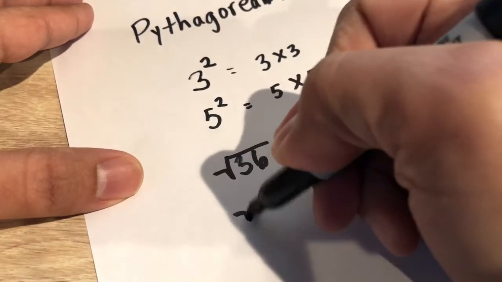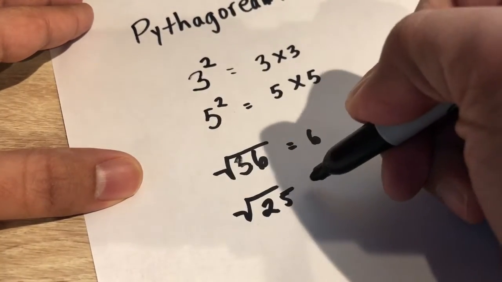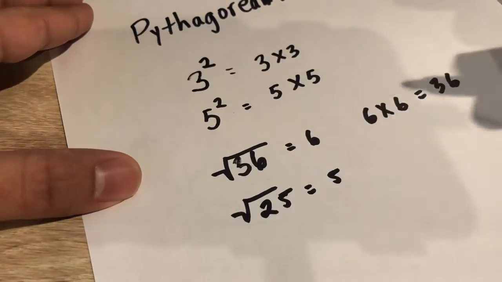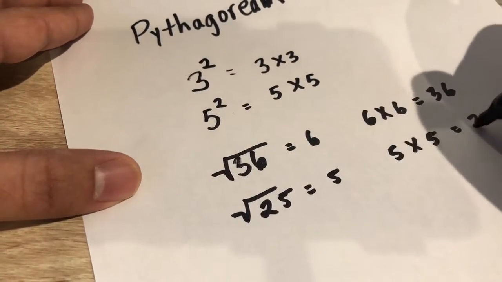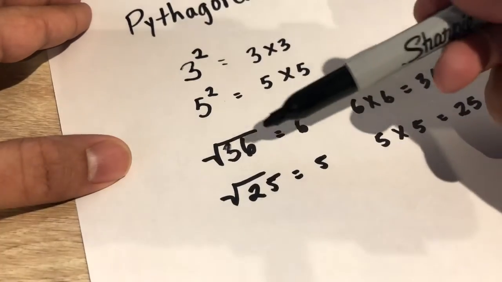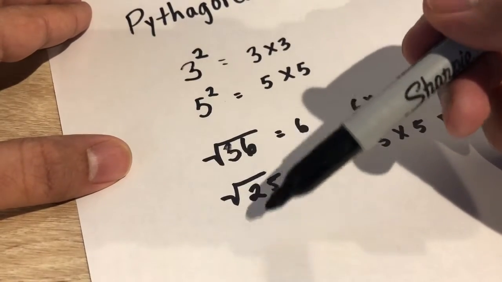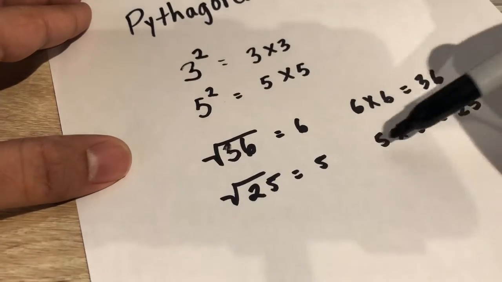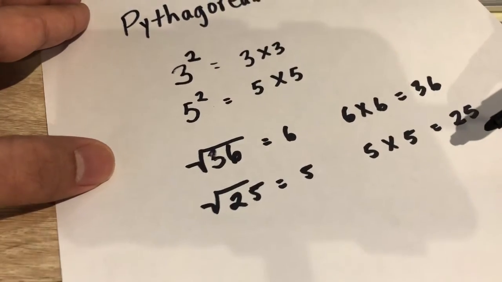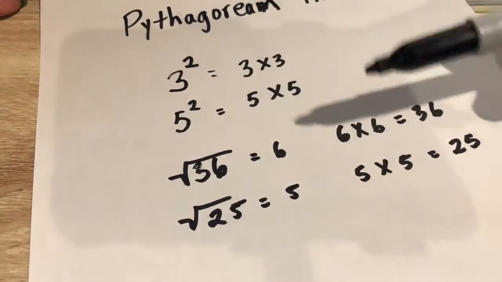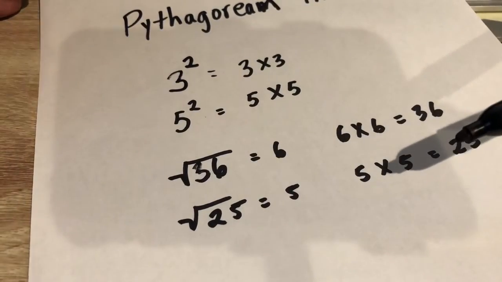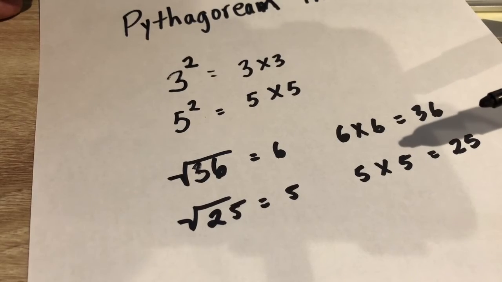Square root of 25 is equal to 5 because 5 times 5 equals 25. Now, you can find the square root of a number using a calculator, or if it's a perfect square like this, it's pretty easy to figure out. Now, you can start to see the connection between a number being squared and the square root. So hopefully that is clear to you.